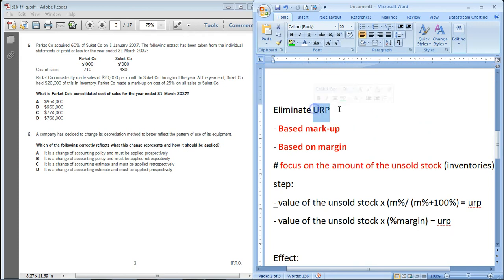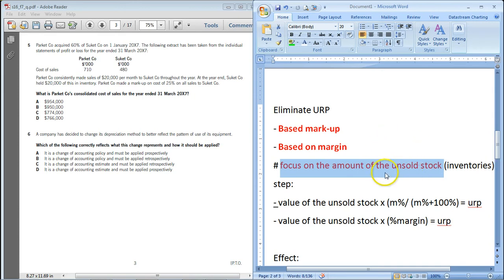What is URP all about? It is unrealized profit. And what is unrealized profit? You're focusing on the amount of the unsold stocks, either in the subsidiaries' position or the parent's position. I give an example. Parent sold just now 10,000 to subsidiaries, and at the end of the year, subsidiaries still hold a stock balance of maybe 4,000. So you have to calculate the URP for the unsold stocks only. Don't worry, the question will give you the amount of the unsold stocks. You cannot make assumptions here.